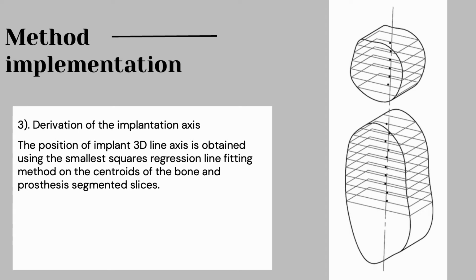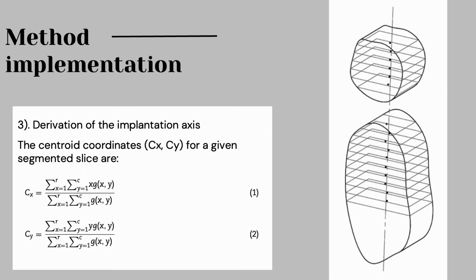We move to the derivation of the implantation axis. The position of the implant 3D line axis is obtained using the least squares regression line fitting method on the centroids of the bone and prosthesis segmented slices. The centroid coordinates for a given segmented slice are shown below.